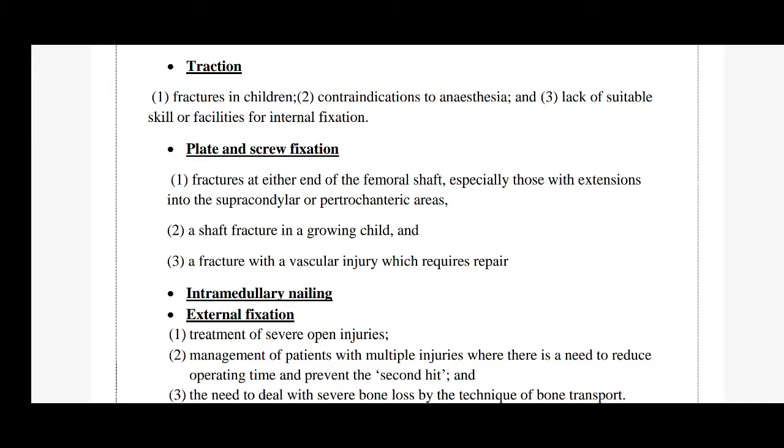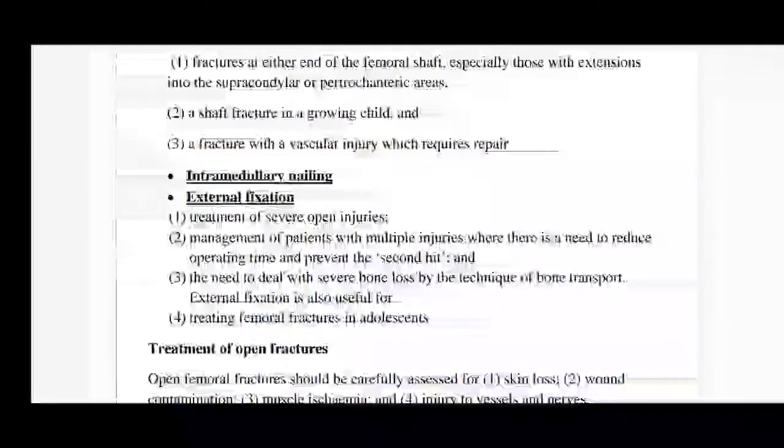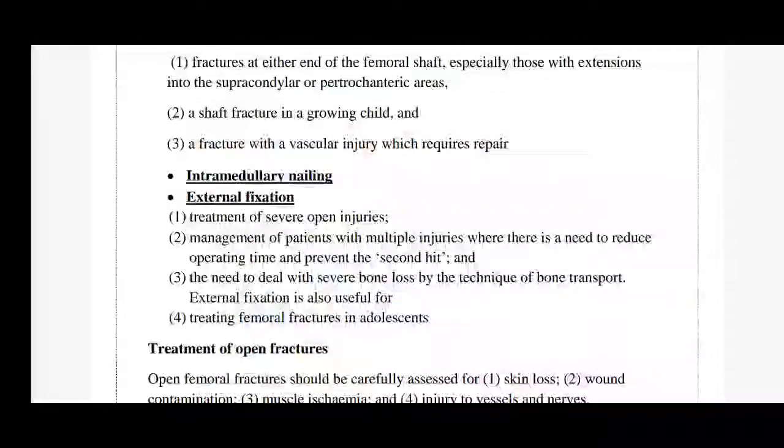Another is intramedullary nailing, as I showed in the previous photos. Another modality is external fixation, as you took in the introduction to orthopedics and trauma, which is indicated in treating severely open injuries, Gustilo 3, and in the management of patients with multiple injuries, where there is a need to reduce the operating time and prevent the second hit metabolic response to trauma.